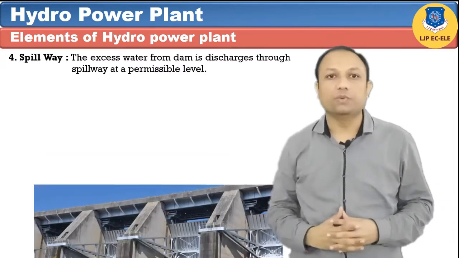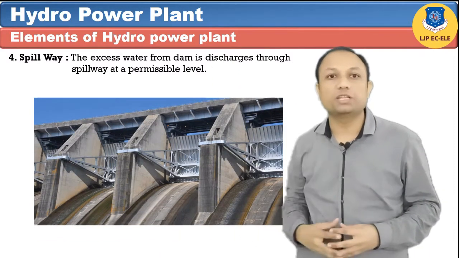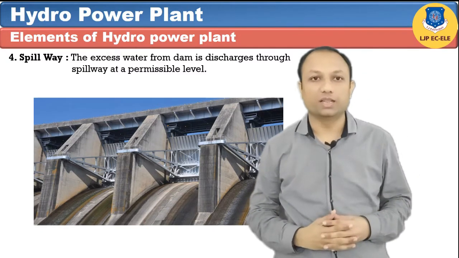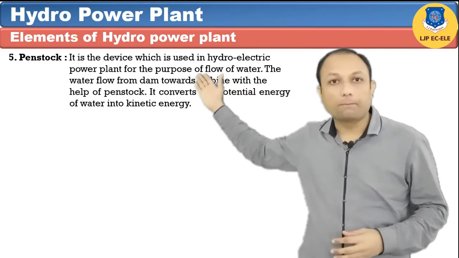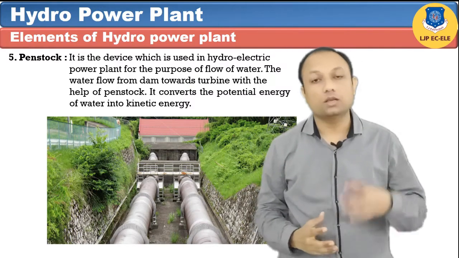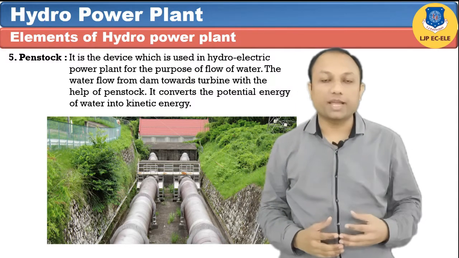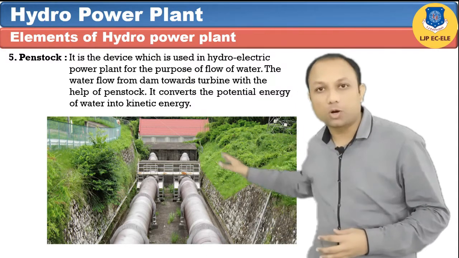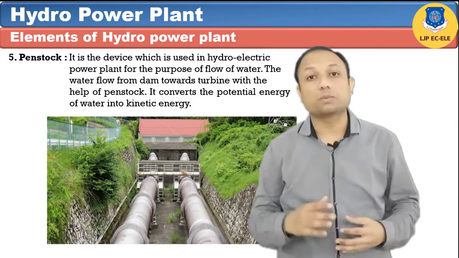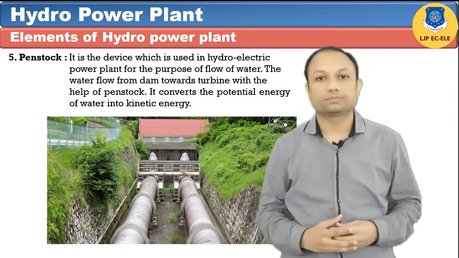Fourth, spillway. So the excess water from the dam discharged through spillway at permissible level. Fifth, penstock. It is a device which is used in hydropower plant for the purpose of flow of water. The water flow from the dam towards the turbine with the help of penstock. It converts the potential energy of water into kinetic energy.